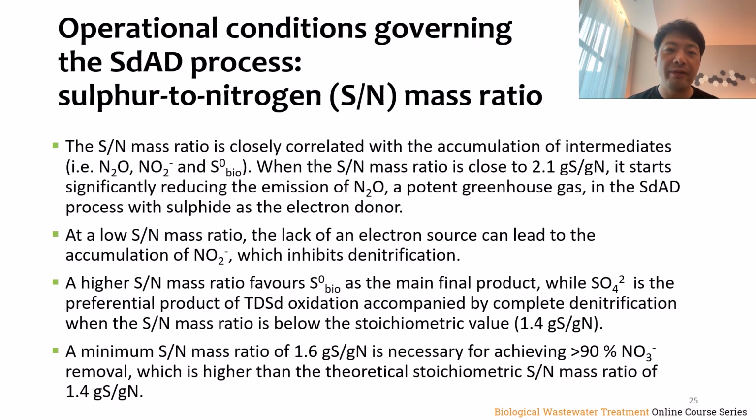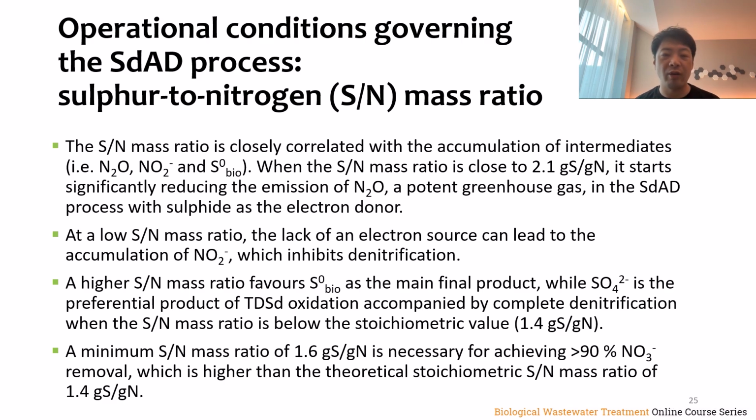On the other hand, nitrogen oxide is also important. We use the sulfur-nitrogen mass ratio to correlate it with the nitrogen and the sulfur reactions. When the sulfur to nitrogen mass ratio is close to 2.1 gram sulfur per gram nitrogen, it starts significantly reducing the emission of nitrous oxide. At a low sulfur to nitrogen mass ratio, the lack of an electron source can lead to accumulation of nitrite, which inhibits denitrification.